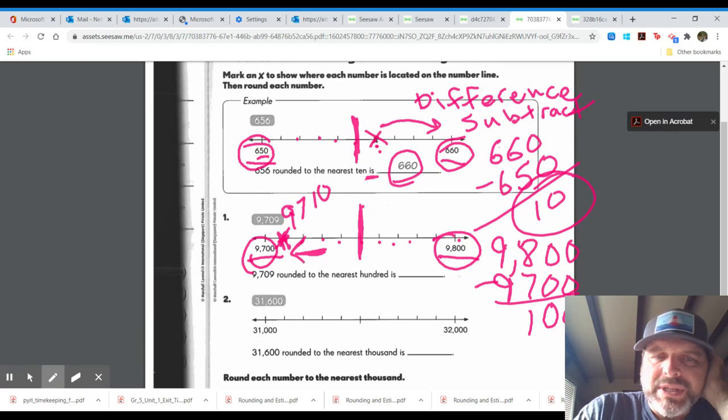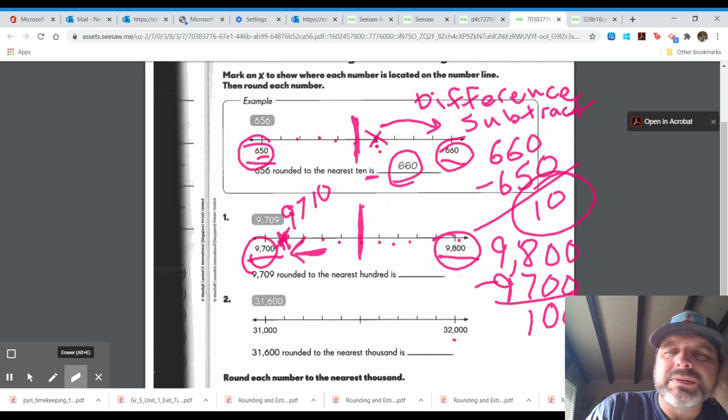All right, the next one we have 31,600. So this is 31,000, and that's 32,000. What's the difference between those two numbers? There's 1,000 difference. So 32,000 and 31,000, there's 1,000 as the difference between the two.